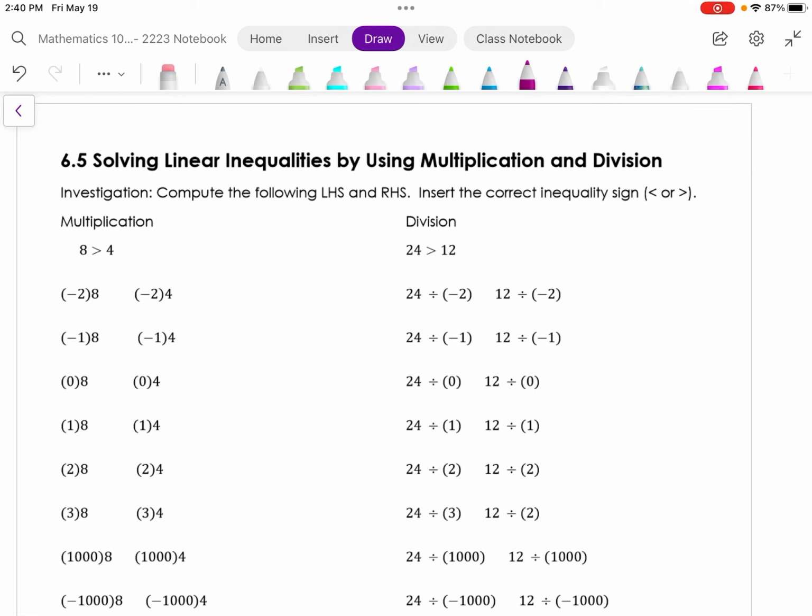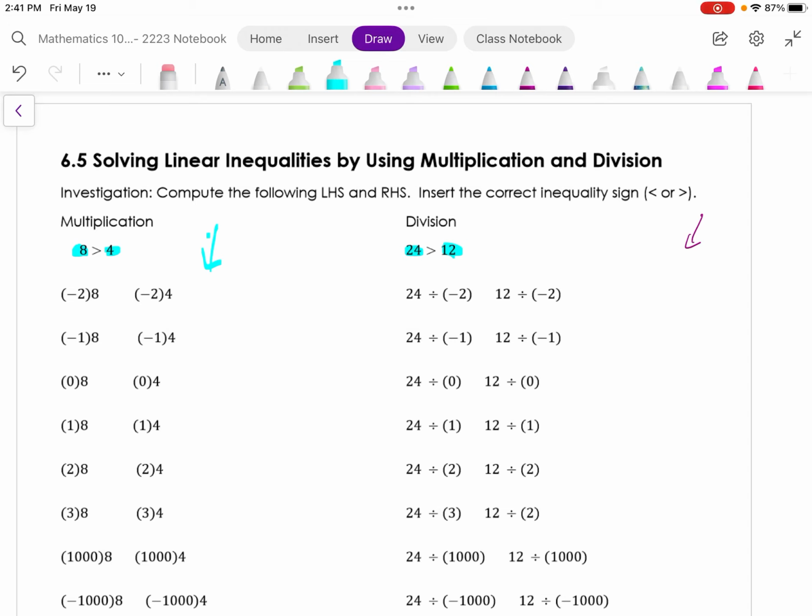So we are going to talk about solving linear inequalities using multiplication and division. I would like you to complete this table as an investigation. Compute the left-hand side and right-hand side and insert the proper inequality sign. Each column is based on 8 is greater than 4, and this side is an investigation of what happens in multiplication. This side is what happens in division.